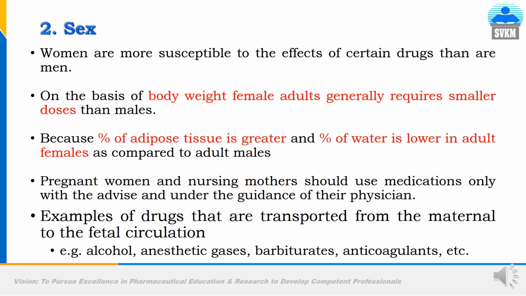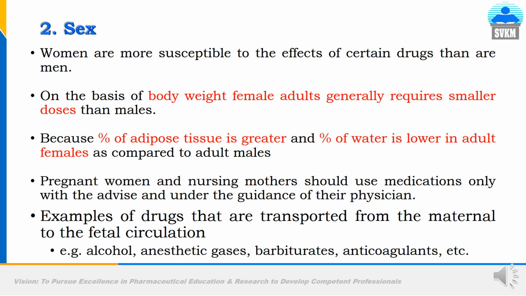The next important factor is sex. We know that women are more susceptible to the effect of certain drugs than males, and it happens because the percentage of adipose tissue is greater in adult females, as well as the percentage of water is lower in adult females as compared to adult males. Just because of that, on the basis of body weight, female adults generally require a smaller dose than males. So these are the sex related factors.